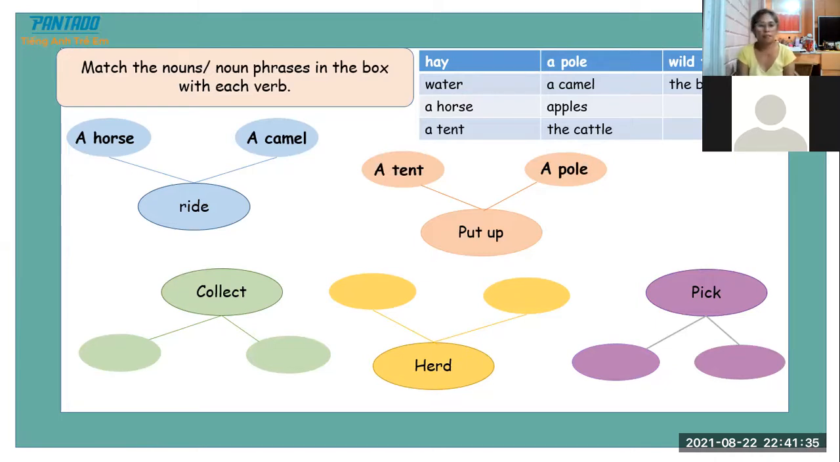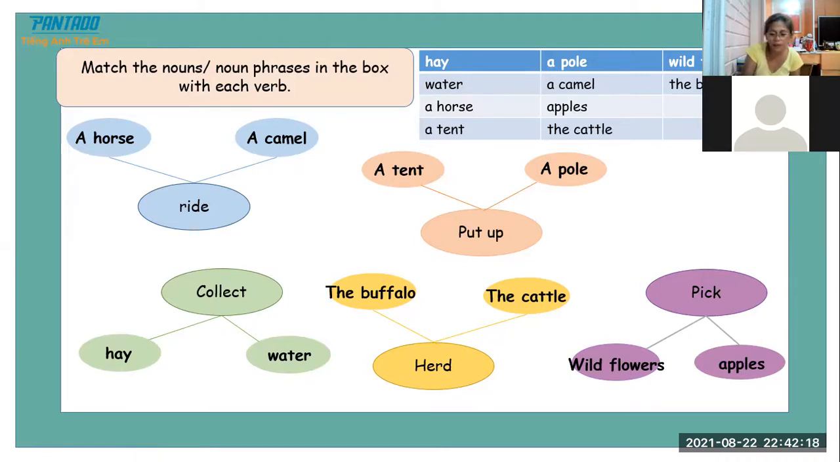What do we need to collect? Hay and water. Water. Next is herd. The buffalo, the cattle. Yeah, the buffalo and the cattle. Yes, next, pick. What will you pick? Apples. Okay, the apples. Okay, very good. Very easy.